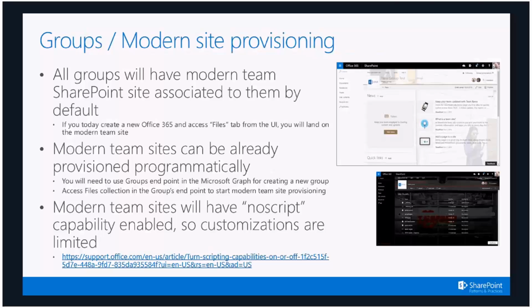You can provision this already programmatically by using the groups endpoint in the Microsoft Graph. Right now, I think we still have a small itsy-bitsy bug in there. So you need to create an Office 365 group and hit the site collection endpoint programmatically, and that will then create the site. The objective is that whenever we create a group, we will actually create a modern SharePoint team site for the group as well, just by creating the group.